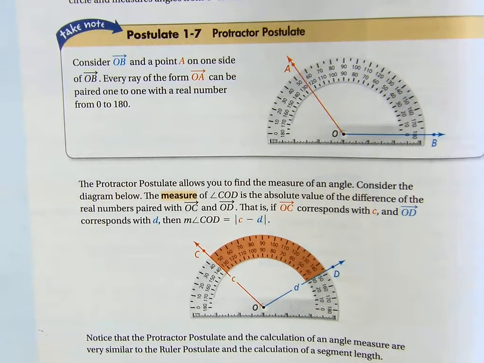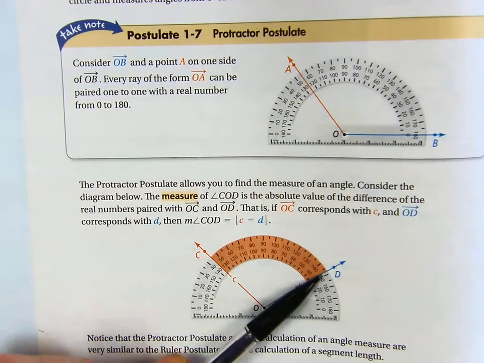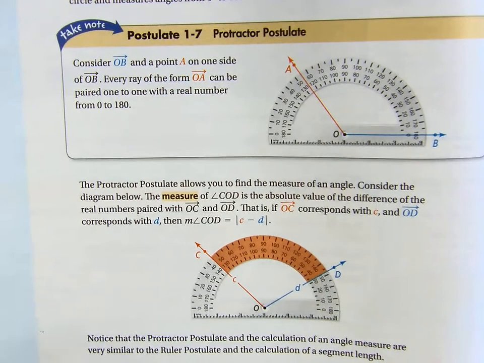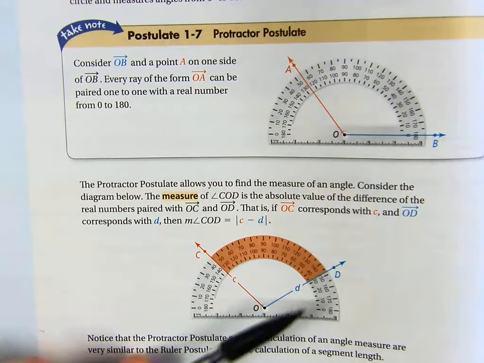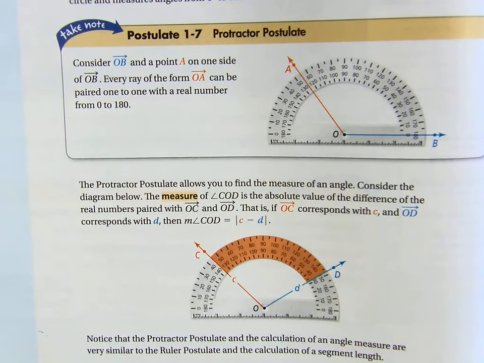Okay? So by putting this at the viewfinder, you just read the numbers off the two angles and get the difference between them, just like the protractor postulate. We get the difference between the coordinates of the sides of the angle.